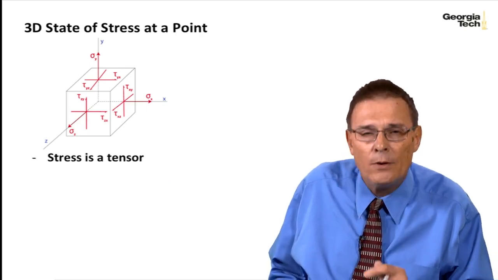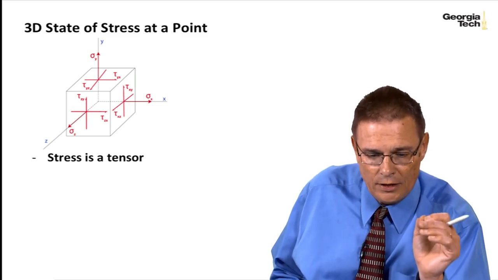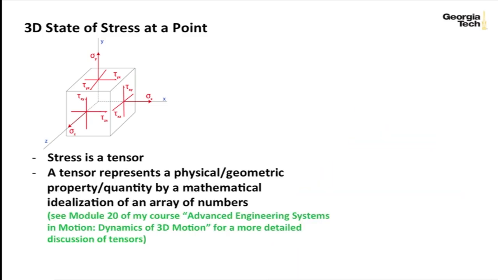Here it's shown again. Stress now is a tensor. These normal and shear stresses can be expressed as a tensor. A tensor represents a physical or geometric property or quantity by a mathematical idealization of an array of numbers. I talked quite a little bit about tensors in Module 20 of my earlier course, Advanced Engineering Systems in Motion, or 3D Dynamics. And so I'd like you to go back to that and do a review of tensors.